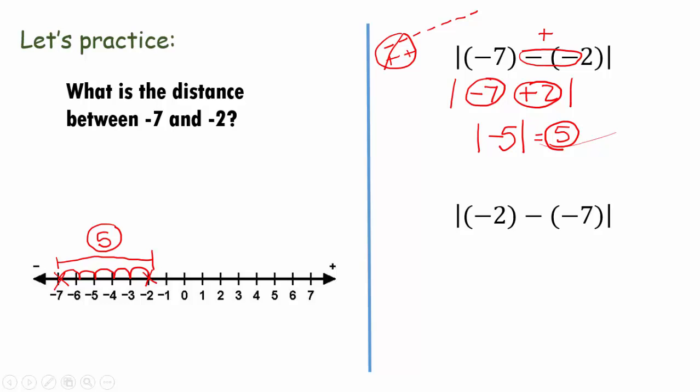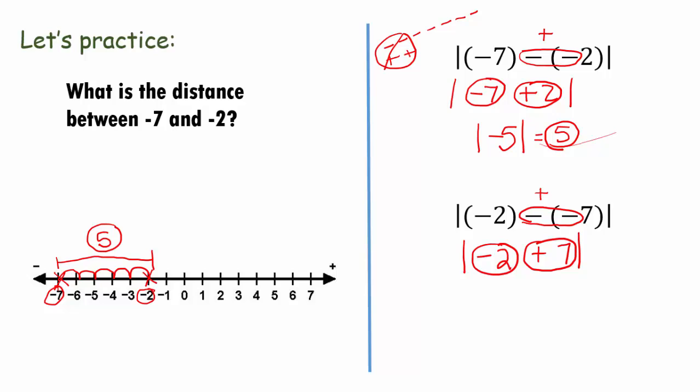Now, I could have taken the endpoints in the other order. I could have put in -2 first. I could have put in the -7 second, but I need to take the difference of those within absolute value to find the distance. Minus a negative becomes plus. So then we have -2 plus 7. Keep those absolute value symbols. Circle the sign that goes with the number.